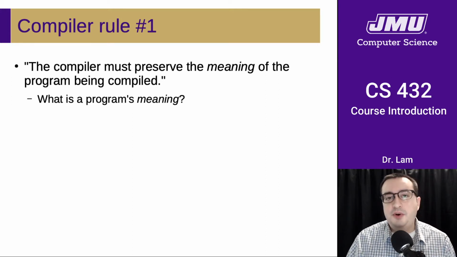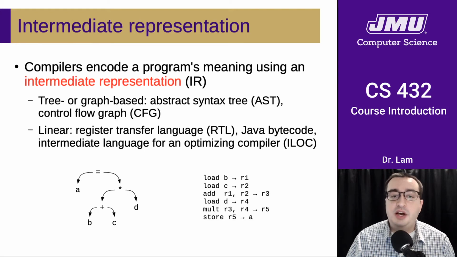For most compilers, this is done by encoding that meaning using some sort of intermediate representation. So we don't go directly from the source language to the target language. We go from the source language to one or more intermediate representations, and then finally to the target language. There are a lot of different kinds of intermediate representations. We're going to study a couple of these over the course of the semester.